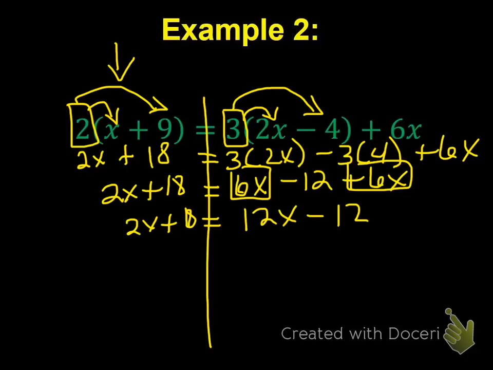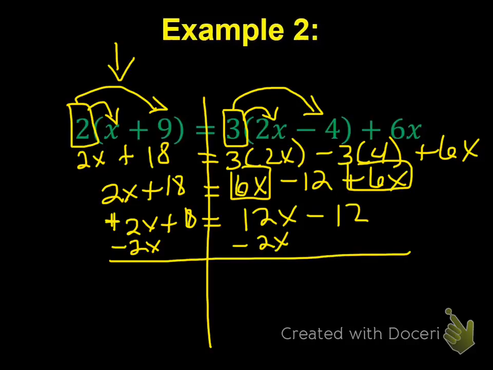So I see I have a 12x on the right side and a 2x on the left side. I'm going to move the 2x from here to here using inverse operations. Remember, if there's not a sign in front of a number like this, that means it's a positive, so the opposite is subtracting. Those cancel, we're left with 18 equals 12x minus 2x is 10x minus 12.